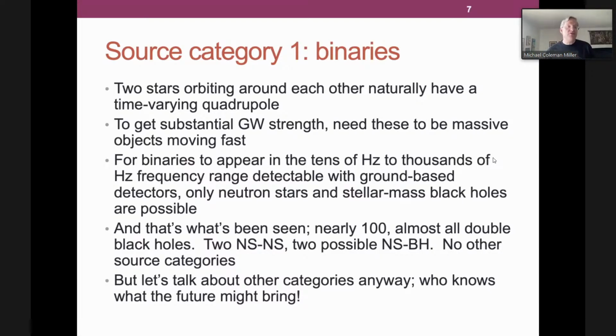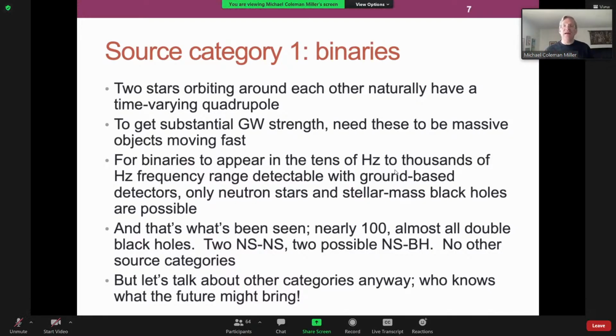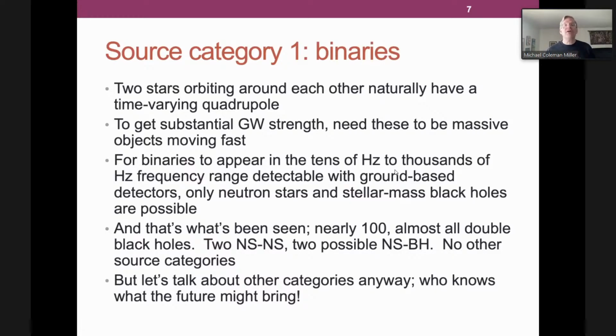Now, currently, the gravitational wave detectors on Earth are all ground-based and have sensitivity from tens of hertz to hundreds or thousands of hertz. And it turns out that the only types of binaries that can give you frequencies that high are neutron stars and stellar mass black holes. Not the supermassive black holes in the centers of galaxies, but the ones that are a few times the mass of the sun, up to possibly a few hundred times the mass of the sun. And so far, in the observations performed with LIGO and Virgo, that's all that's been seen. Only binaries, nearly 100 of them, and almost all of those 100 are double black hole events. 2 of the events are neutron stars. 2 of them might be neutron star black hole.